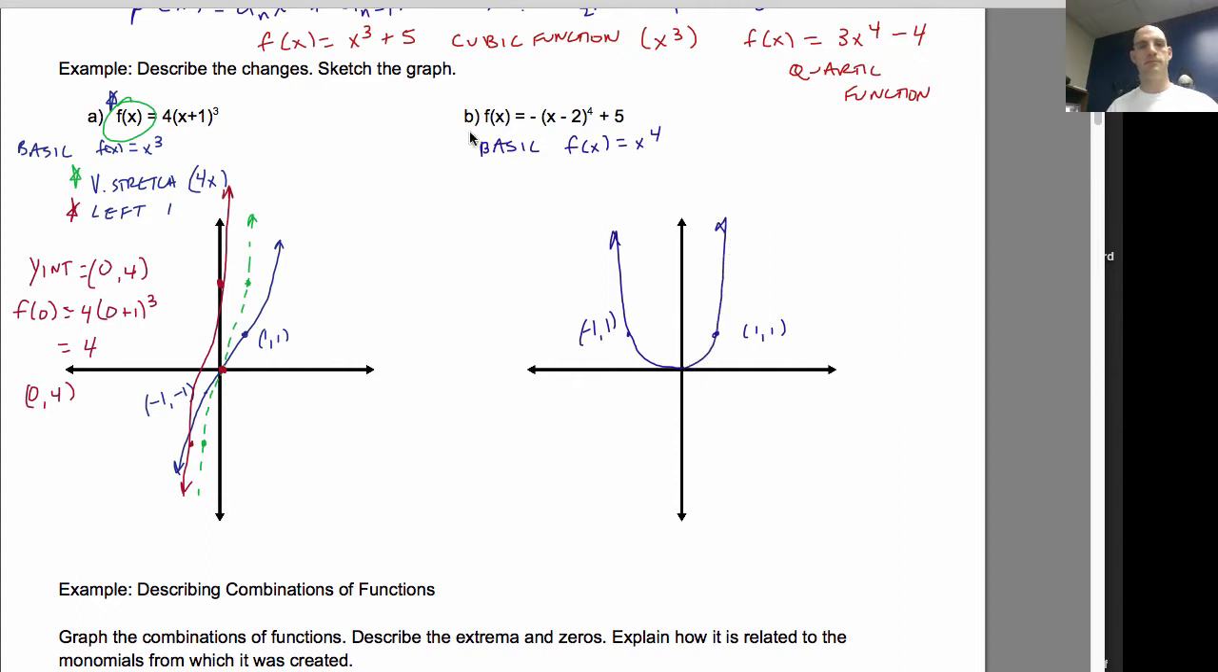Right? What are my changes? I've got this negative out front, so it's flip over x. It is right 2. And it is up 5. So let's see if we can't work a little bit here. I'm going to flip over x here. So I'm going to take it down, and then we're going to go this way. So this would be 1, negative 1.